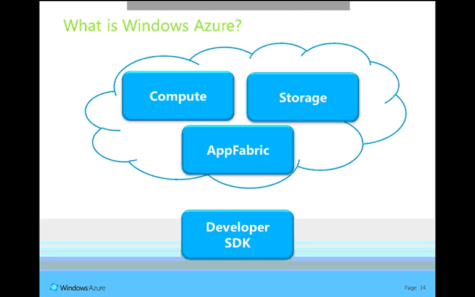So what is Windows Azure? Within Windows Azure, we provide compute and storage on a very, very massive scale, and then we provide App Fabric, which is the service bus and the access control mechanism through which we integrate the application running on Azure with other applications which may run elsewhere, on-premise or on other clouds. And obviously, we provide the developer SDK.